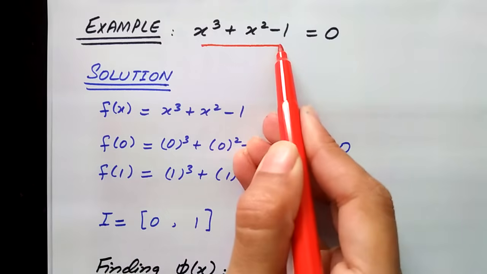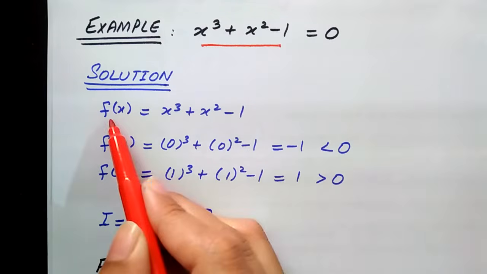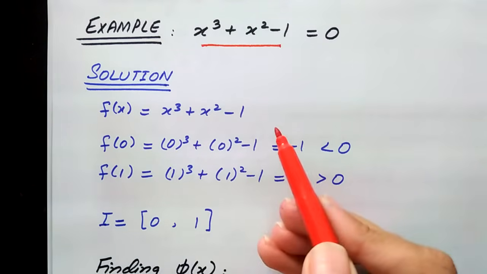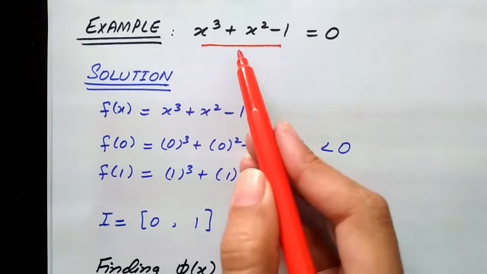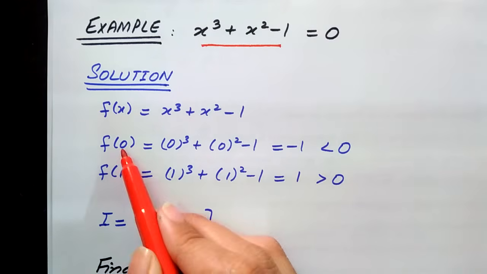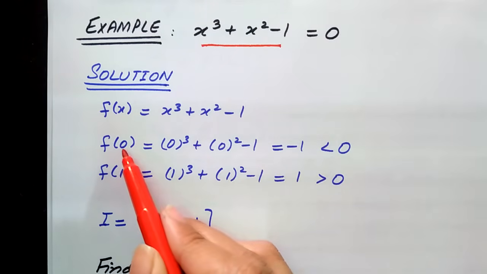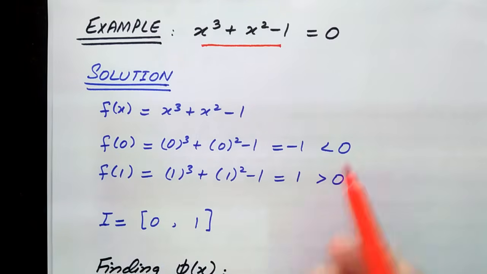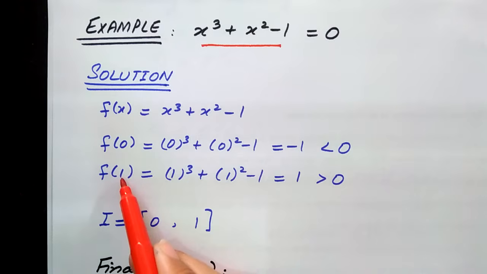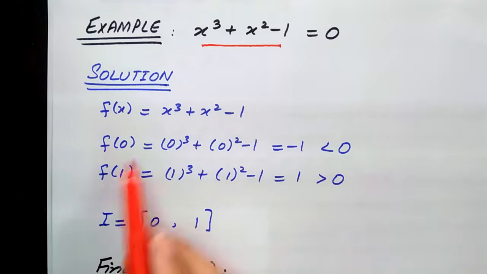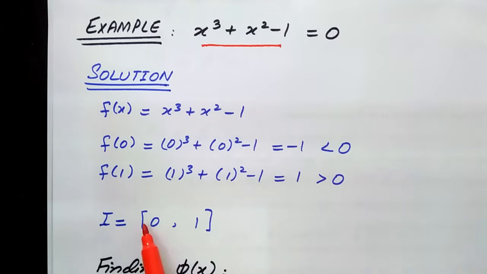X cube plus x square minus 1 is basically f of x. Now I want to find out an interval on which this function f of x is showing different behavior. I checked for 0 and 1. Put 0 in the function, it shows the negative behavior, and when I used the value x equals 1, the function showed the positive behavior. This means my root lies between 0 and 1. So the interval will be from 0 to 1.